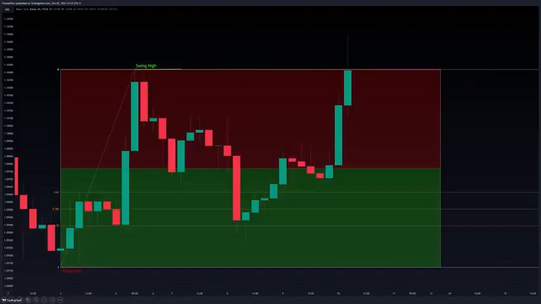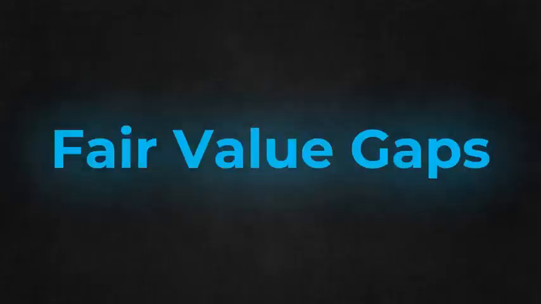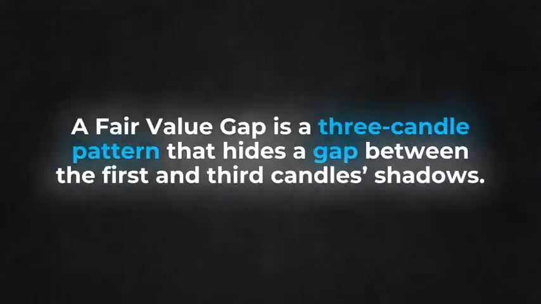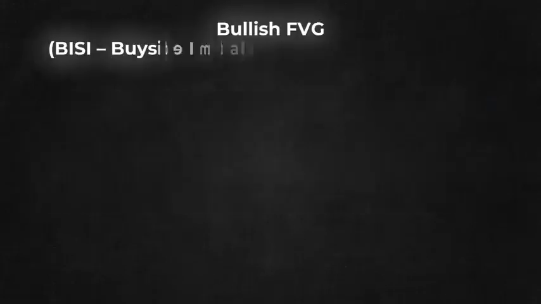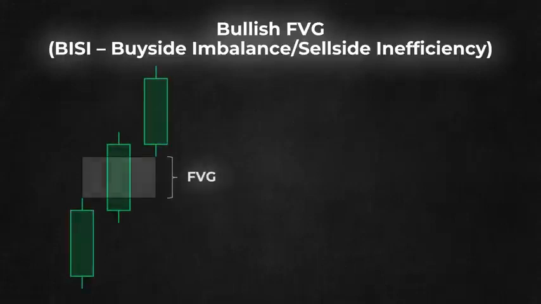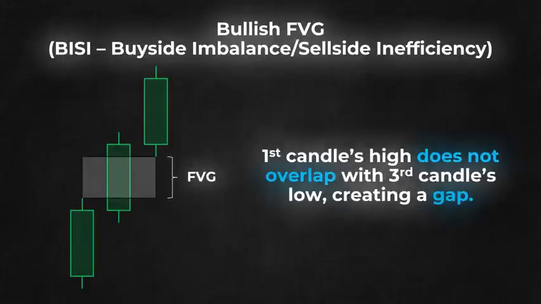One major concept in the ICT method is the fair value gap. The fair value gap is a 3-candle pattern that hides a gap between the first and third candle's shadows. Let's first take a look at the bullish fair value gap, which is often called BC. BC simply stands for buy-side imbalance and sell-side inefficiency. The bullish fair value gap is a pattern where the upper shadow of the first candle doesn't overlap with the lower shadow of the third candle, creating a gap between the two.